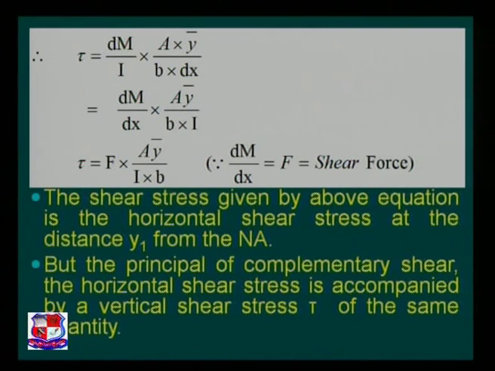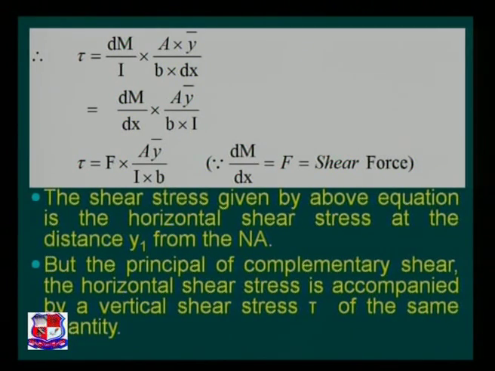The derivative of bending moment with respect to the distance x gives the value of shear force at that particular section. So tau is equal to F A y bar by I B, that is the basic generalized equation of the shear stress which will be acting at one particular section.